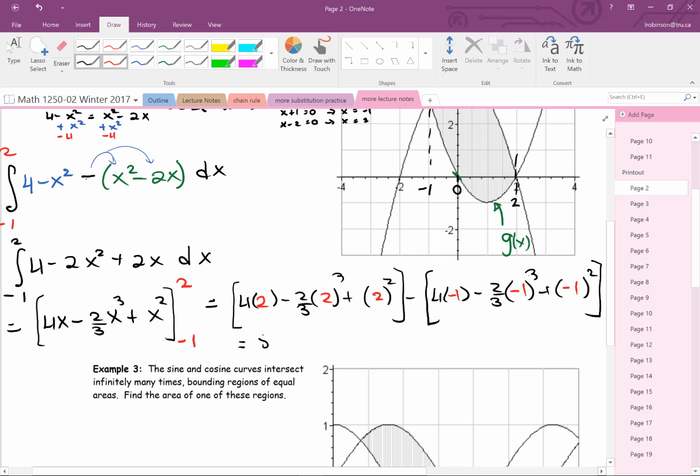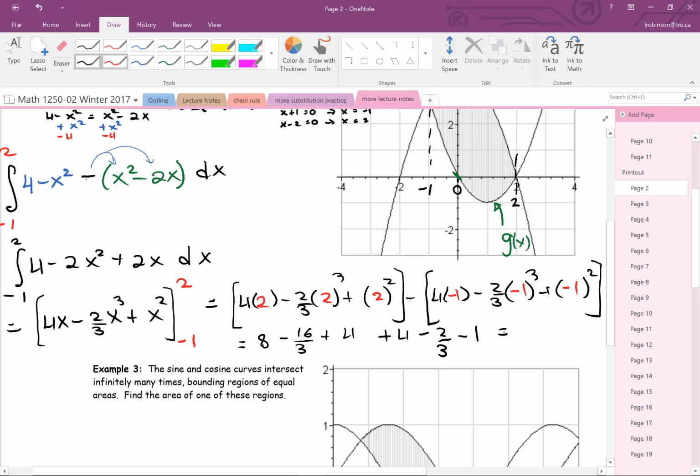Okay, so that's 8 minus 16 over 3 plus 4. Okay, so this is going to be minus 4, so minus 4 is plus 4. And here, when you cube minus 1, it stays minus. So this is a minus minus minus, so this is going to be minus 2/3. And then when you square minus 1, it becomes plus 1, so it's minus plus 1, so it's minus 1.